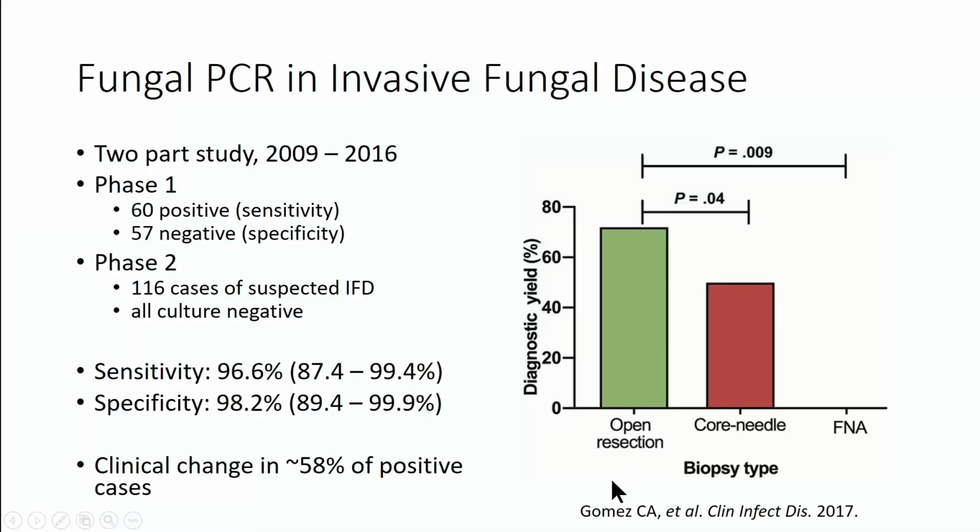One is that the submission type has an important impact on diagnostic yield. And so what they found is that if you had a sort of open surgical resection where presumably you had bigger tissue, you had a much higher diagnostic yield, somewhere in the 70% range. Smaller specimens like core needle biopsies were somewhere around 50%, and they really didn't see any yield from fine needle aspirates.